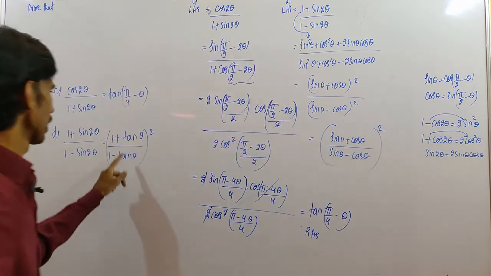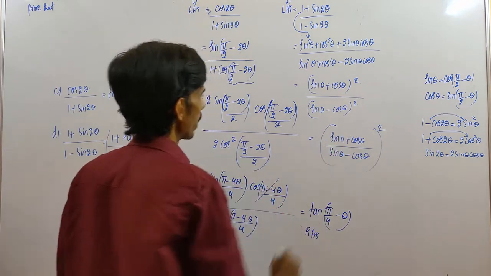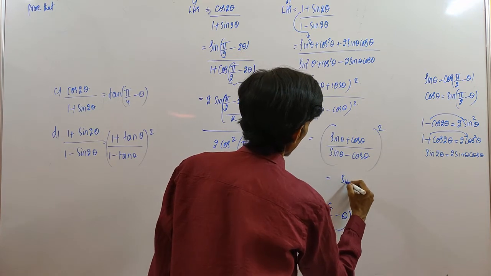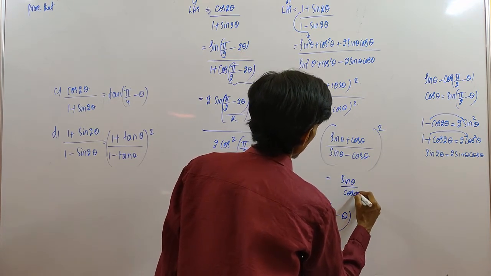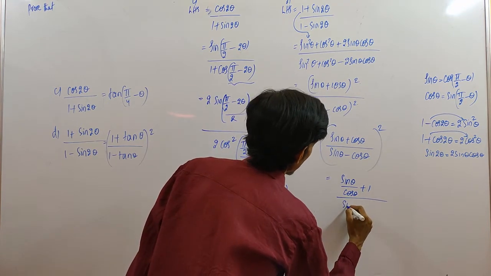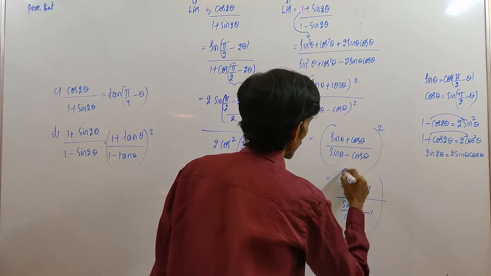Now we want 1 here and tan here. So if we want 1 here, divide it by cos theta. We want tan, so divide by cos theta. It will become (sine theta by cos theta plus 1) divided by (sine theta by cos theta minus 1) whole square.